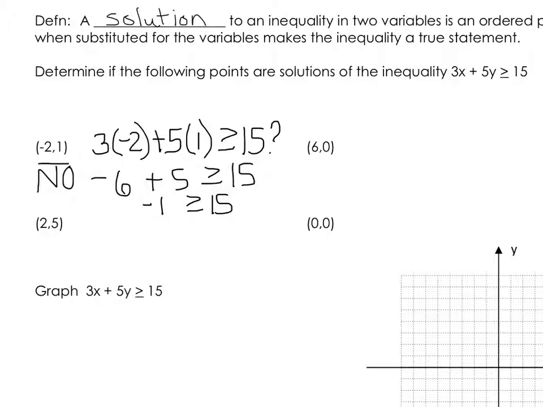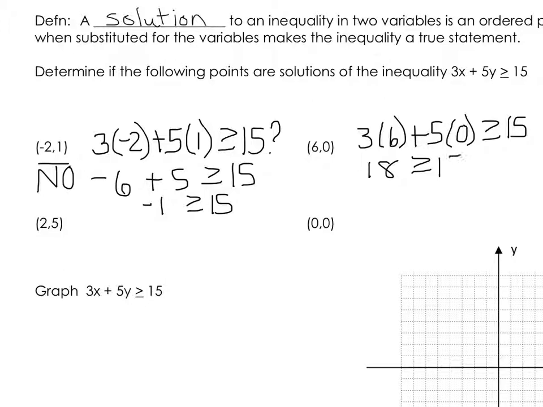Now let's substitute 6, 0 into the inequality. 3 times 6 plus 5 times 0 is greater than or equal to 15. 18 plus 0, is that greater than or equal to 15? Yes. It is a solution to the inequality.